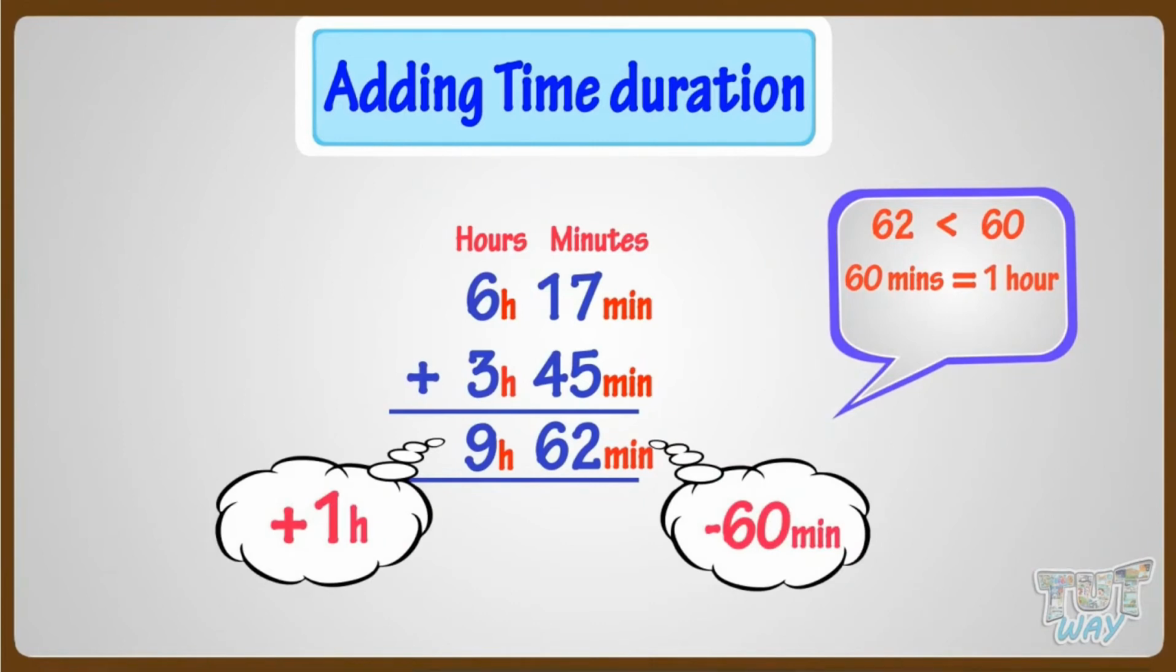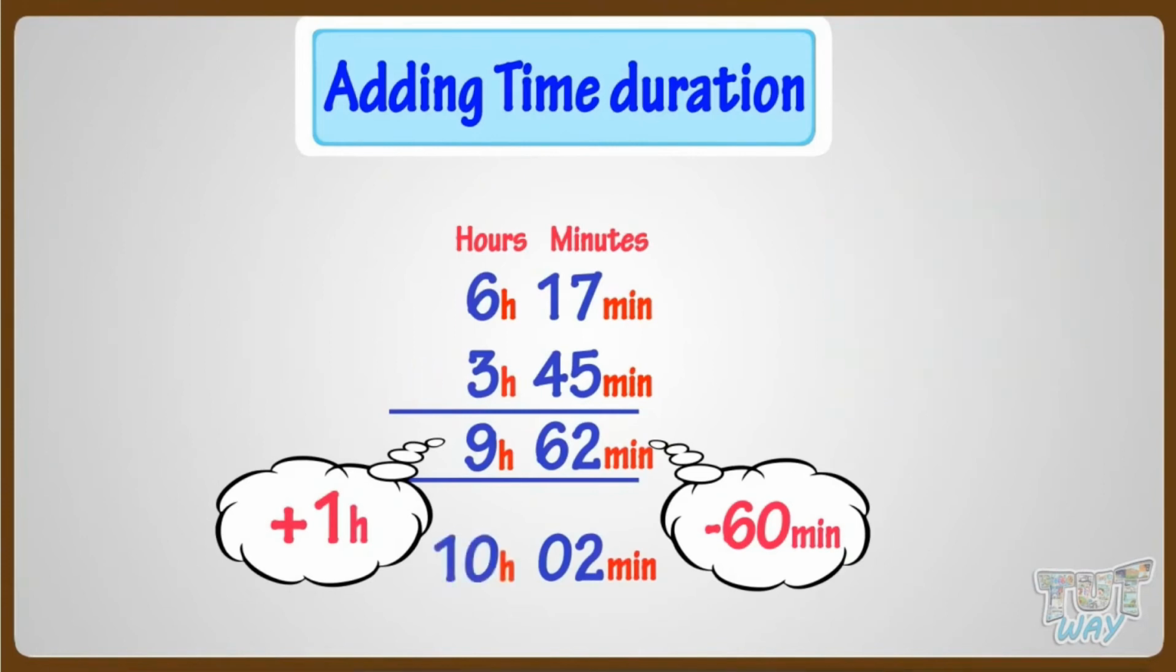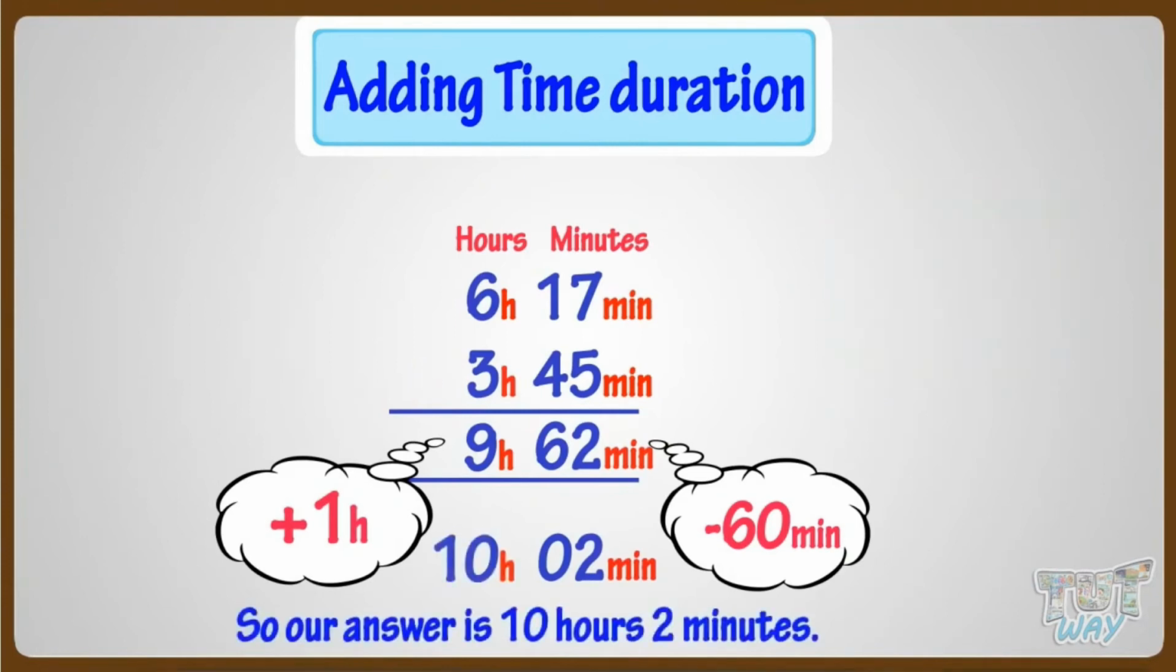Subtracting 60 from minutes, we will be left with 2 minutes. And by adding 1 to hours, we get 10 hours. So our answer is 10 hours and 2 minutes.